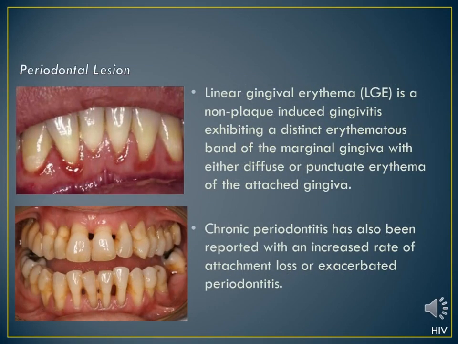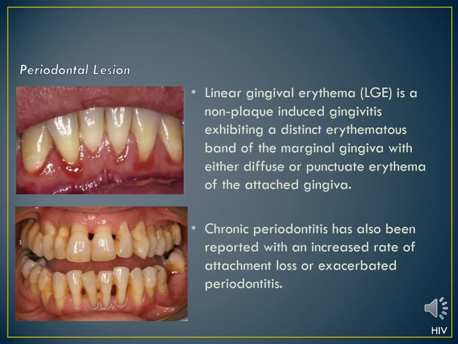Next, we move on to the periodontal lesions of HIV. So the first one is linear gingival erythema, which is also known as LGE. It's a non-plaque induced gingivitis exhibiting a distinct erythematous band of the marginal gingiva with either diffuse or punctate erythema of the attached gingiva. Next is chronic periodontitis.